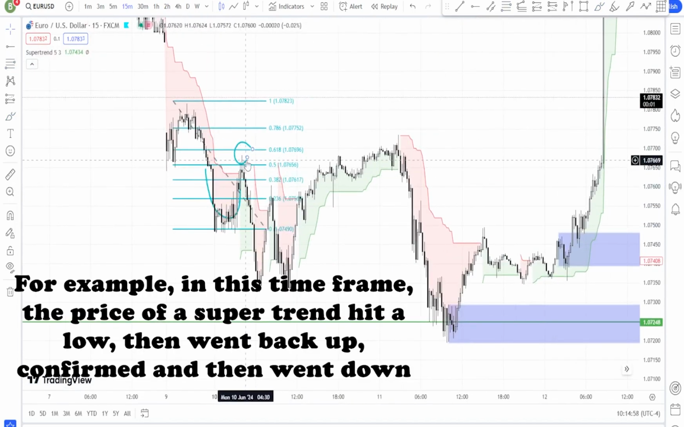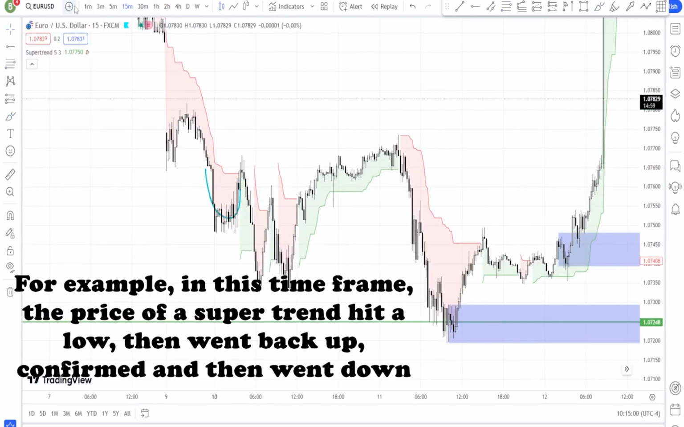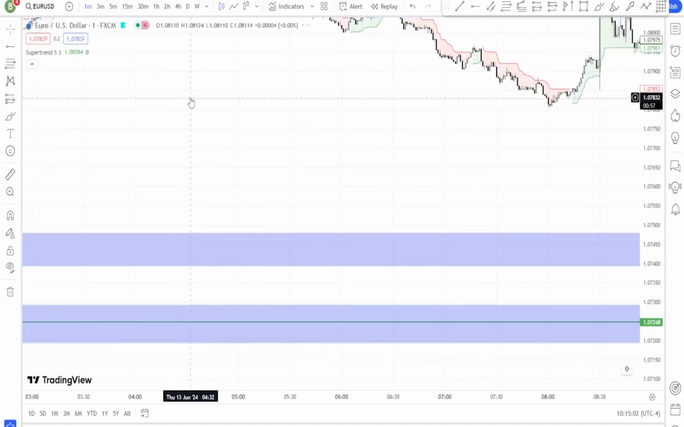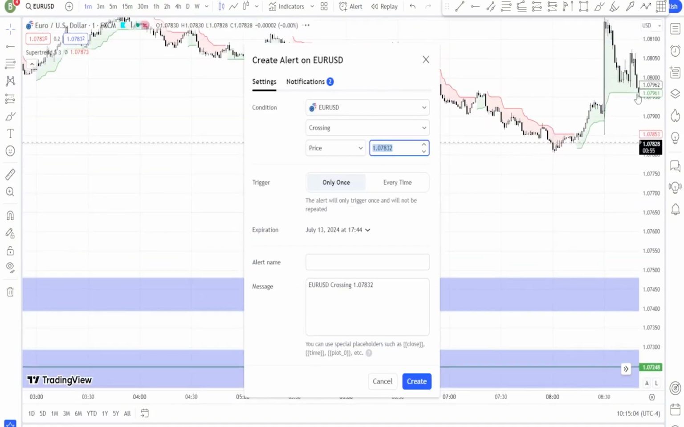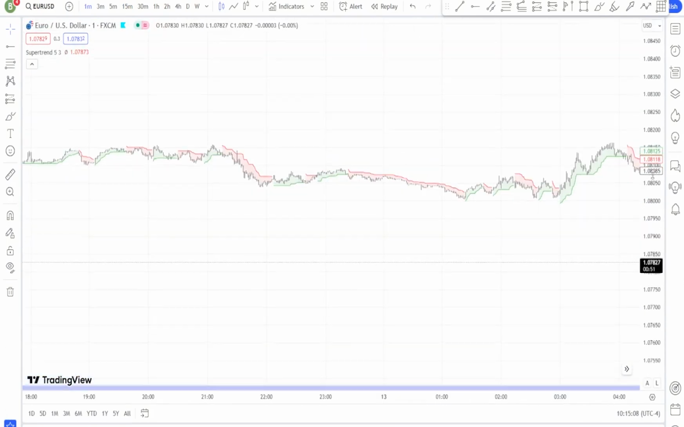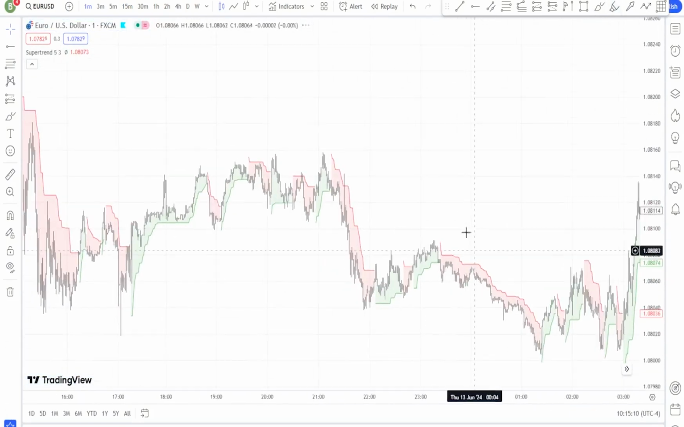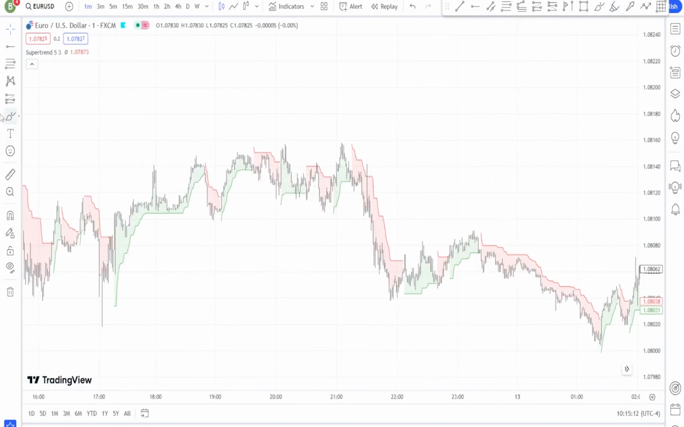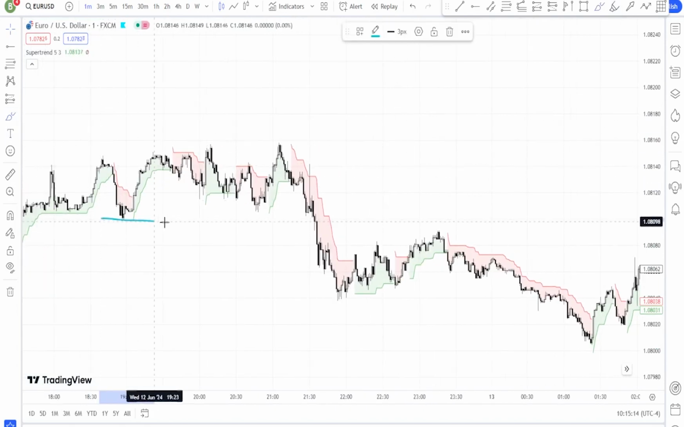4. Use other indicators. Use other indicators such as moving averages or oscillators to confirm the supertrend indicator with support and resistance levels. For example, if the supertrend line crosses a key support level and the price is above the moving average, it can add more credibility to the bullish signal.